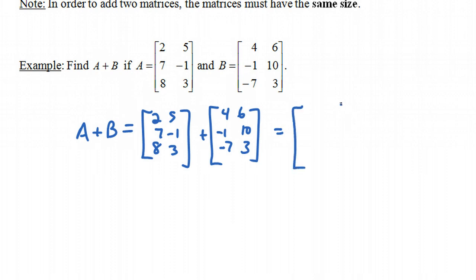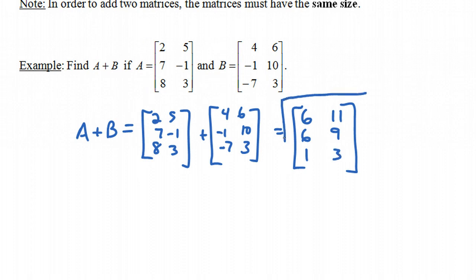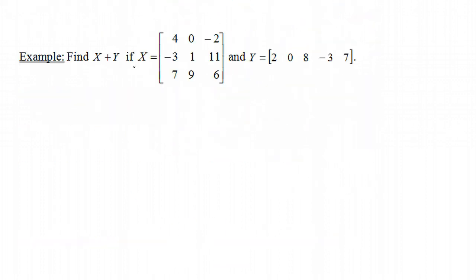And what will we have in each entry? Well, in the upper left corner, we're going to add the corresponding entries. So we have 2 there and 4 there. Add them up, we get 6. In the upper right corner, we'll have 5 plus 6 would be 11. And we have 7 plus a minus 1, that would be 6. Minus 1 plus 10 would be 9. 8 plus a minus 7, it would be 1. And 3 plus 3 would be 6. Okay, so here's our matrix A plus B. We just add each of the corresponding entries. It's just that simple.